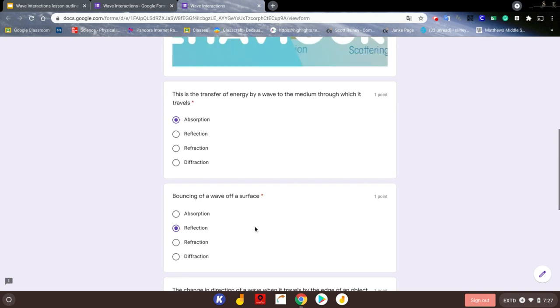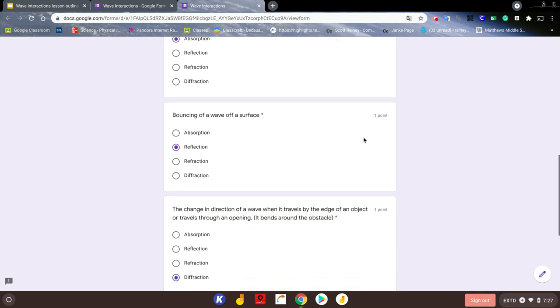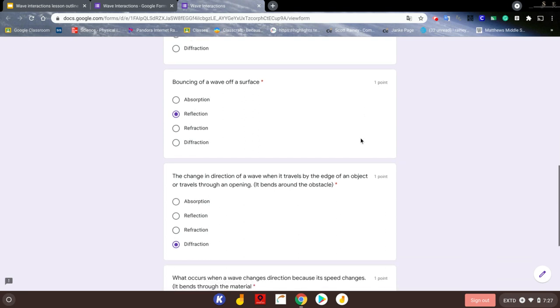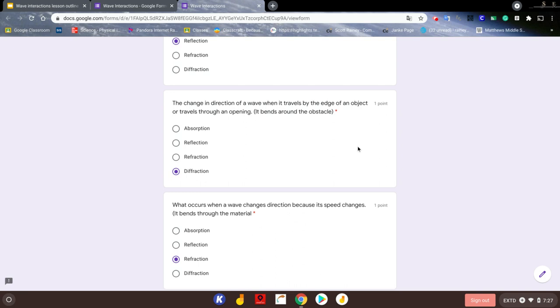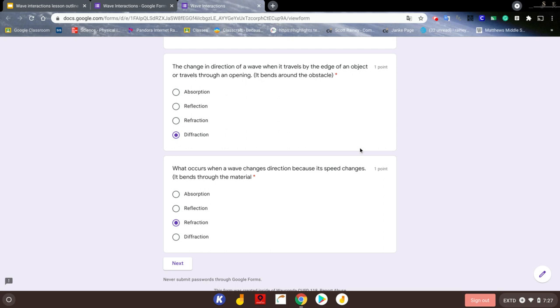So once again, the transfer of energy by a wave to the medium through which it travels is absorption. Bouncing off of a wave off of a surface is its reflection. A change in direction of a wave when it travels by the edge of an object or travels through an opening is the diffraction. And what occurs when a wave changes direction because its speed changes or it bends through the material, that is refraction.